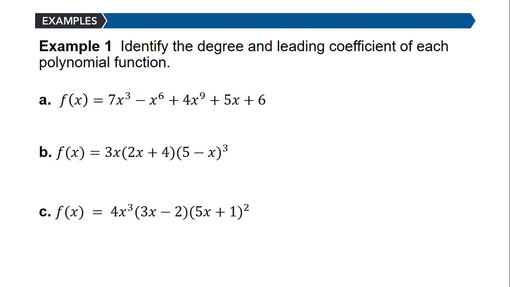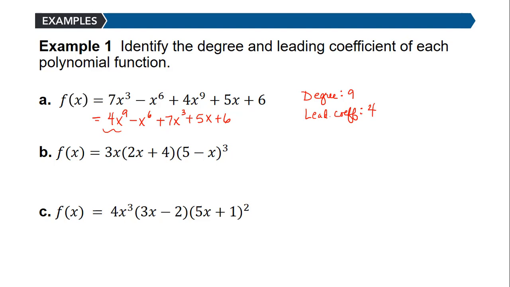The first thing you need to check is whether this is in standard form, and it is not because our exponents are not descending. So we would rewrite this as 4x to the 9 minus x to the 6 plus 7x cubed plus 5x plus 6. And now the leading term is 4x to the 9, which tells us the degree is 9, and the leading coefficient is 4.